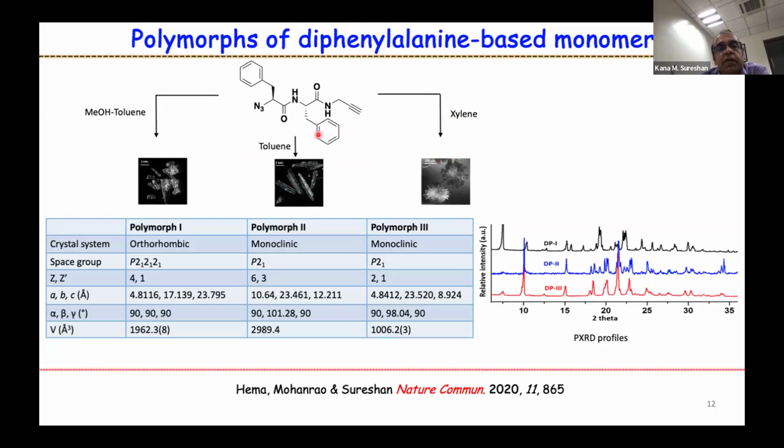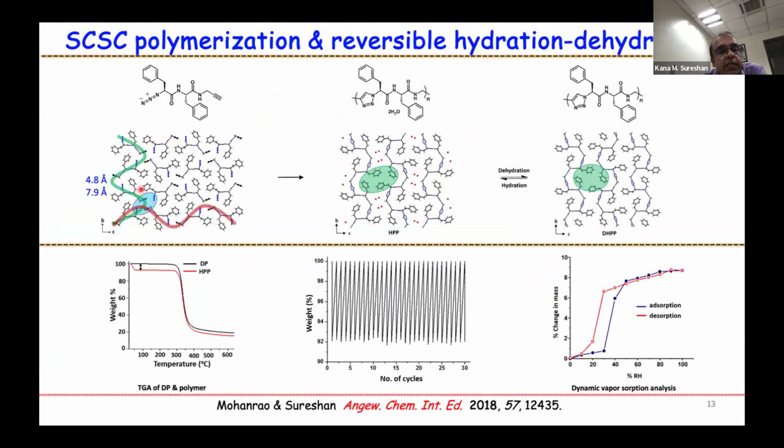So in this diphenylalanine case, we got three different polymorphs from different solvent systems, which I have shown here: methanol, toluene, and xylene. And of course, these are data to show that they are different polymorphs. These are powder XRD data. These are cell data. Now, in the first case, this is the arrangement wherein you have a cavity, which I have marked as an oval, wherein you have two azides and two alkynes. They are not in a ready-to-react orientation or distance. You can see the distances are 4.8 and 7.9. You don't expect reactivity, but there is sufficient flexibility for these molecules to rotate and reach a reactive orientation.